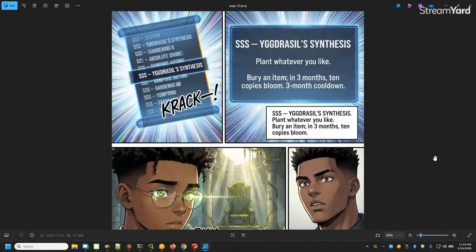Okay, now you think 52 factorial was OP. Yggdrasil's synthesis: plant whatever you like, bury an item, and in 3 months, 10 copies bloom, with a 3 month cooldown. So whatever you decide to bury, you have to be able to bury it.